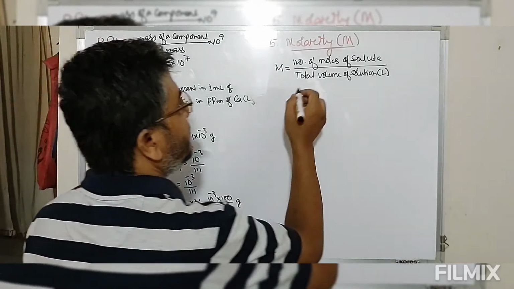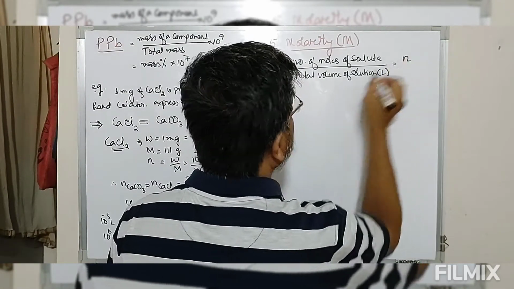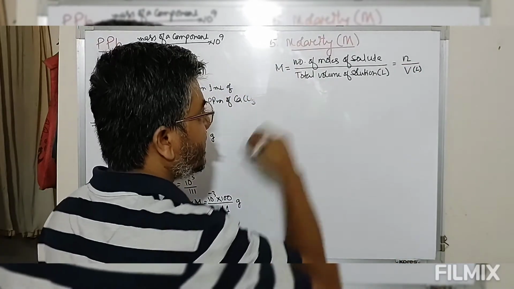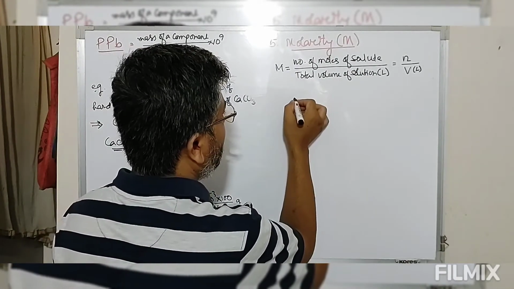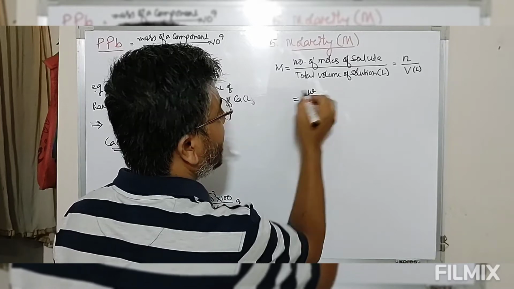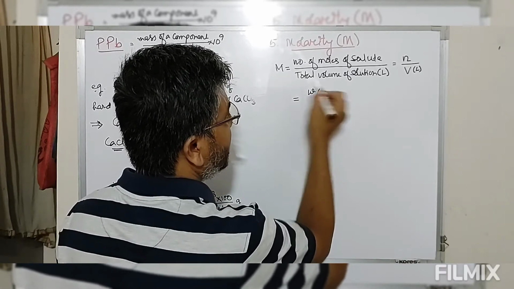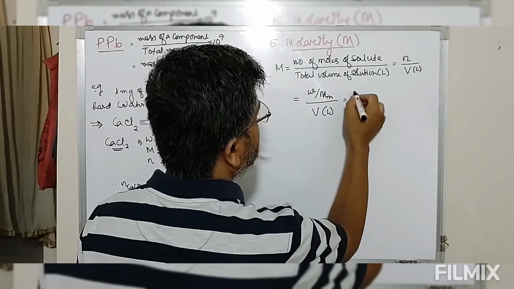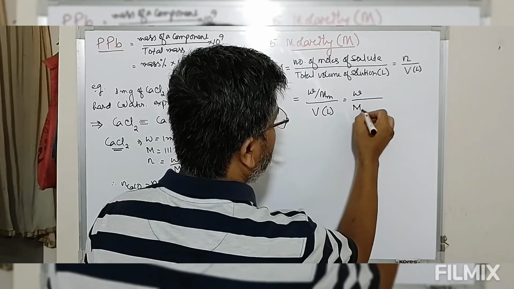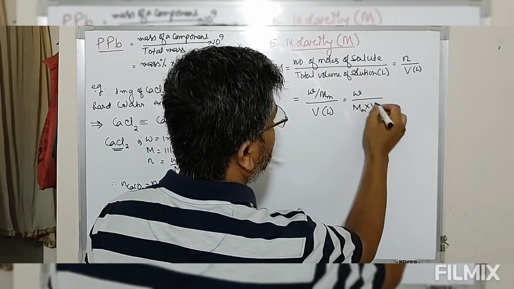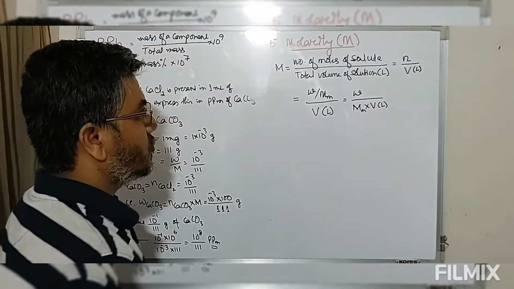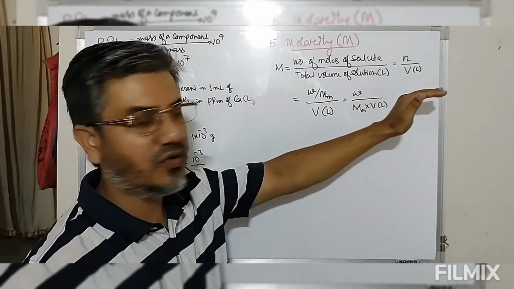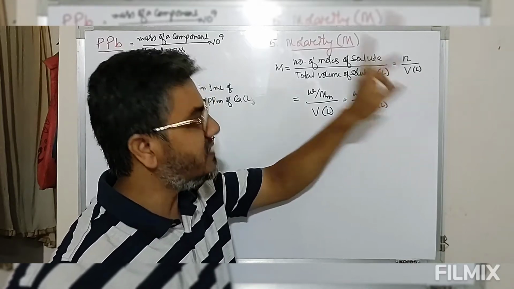So now look at this. If the number of moles is defined by small n, and the total volume is V in liters, then the number of moles is defined as mass divided by molar mass. So molarity is mass divided by molar mass, which gives the number of moles, into volume in liters. This is how we define molarity: number of moles of solute divided by total volume of solution, that is n by V. So please keep this in mind.